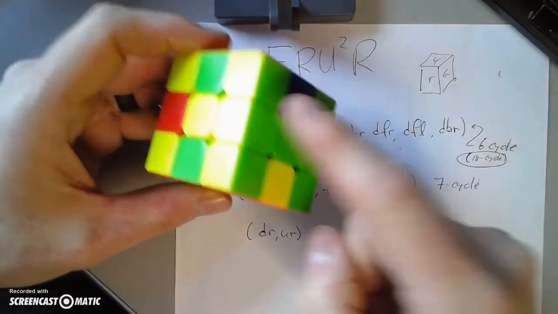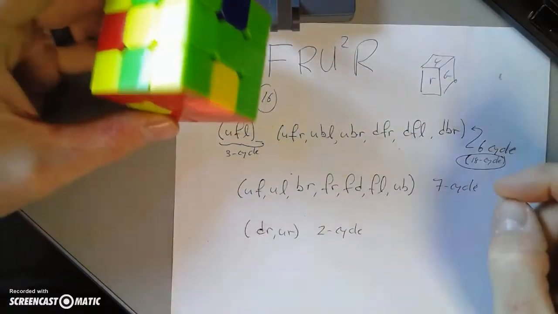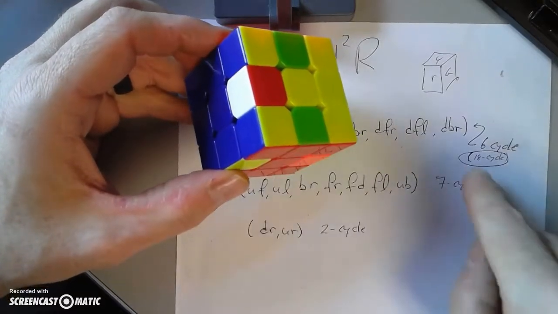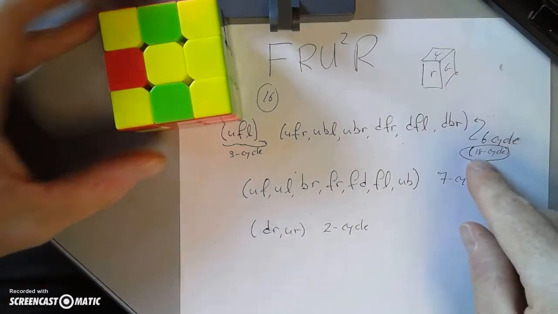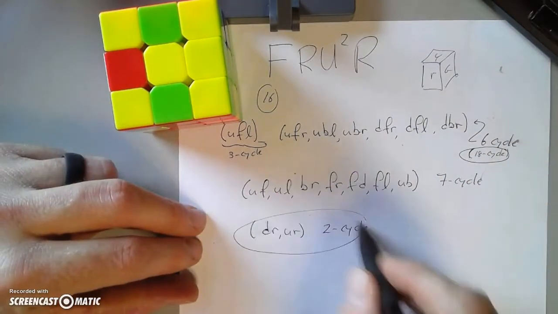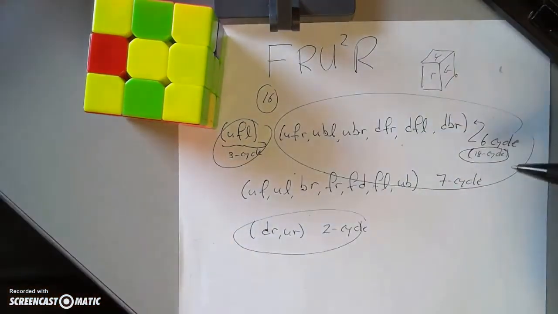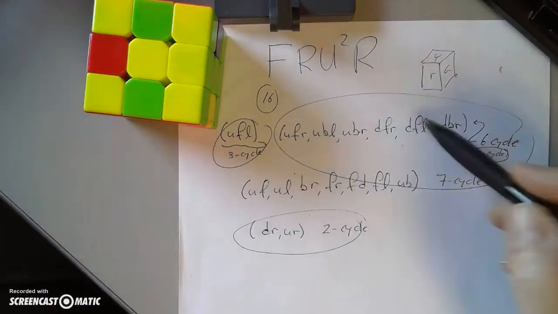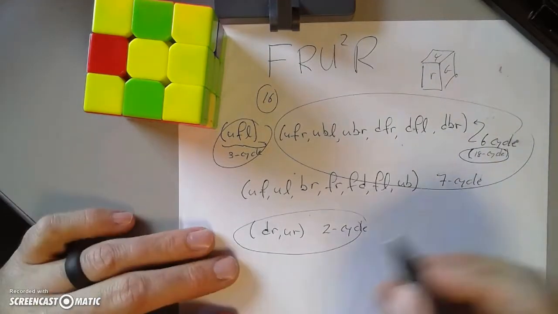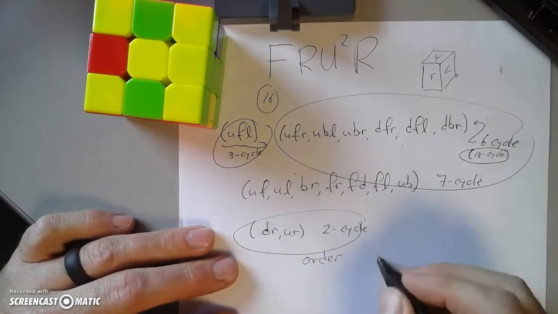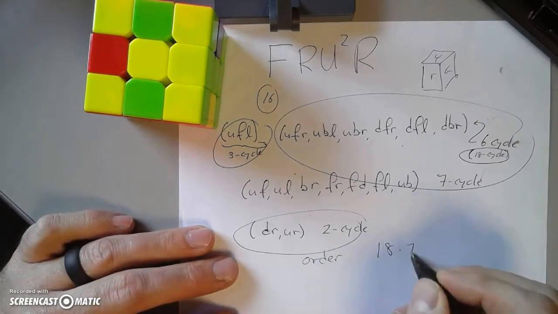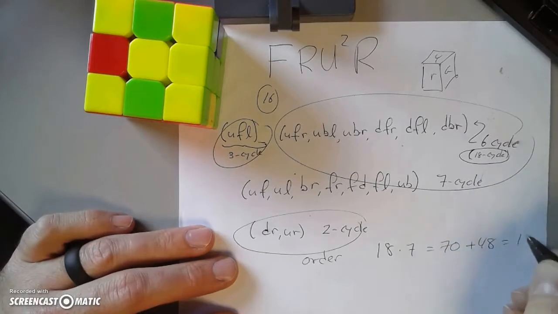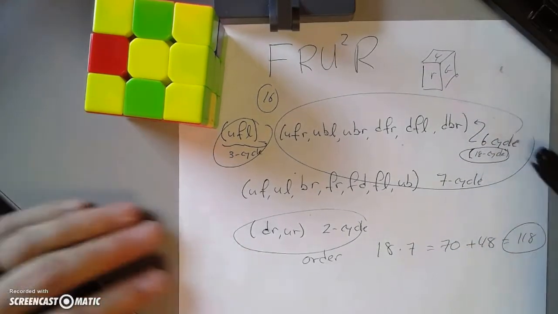And including those 2 edges, because 2 goes into 18. Also, the 3 cycle over here is fixed because 3 goes into 18. So that 18 times will take care of these. So I don't have to do it anymore. I know I have a 7 cycle. I know all these are correct. So I also know that my order then is going to be the product of 18 and 7. What's that? That's 70 plus 48 is 118. So the order would be 118.